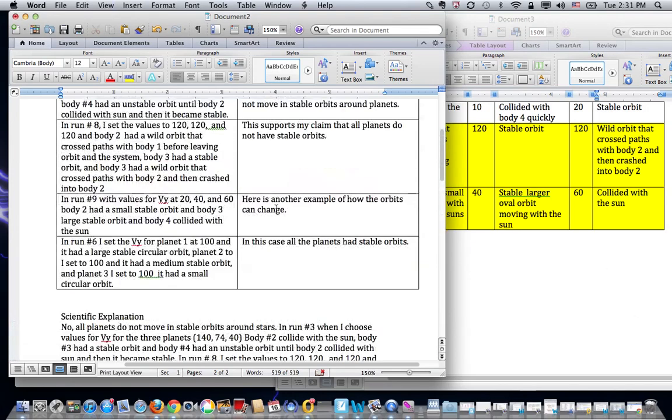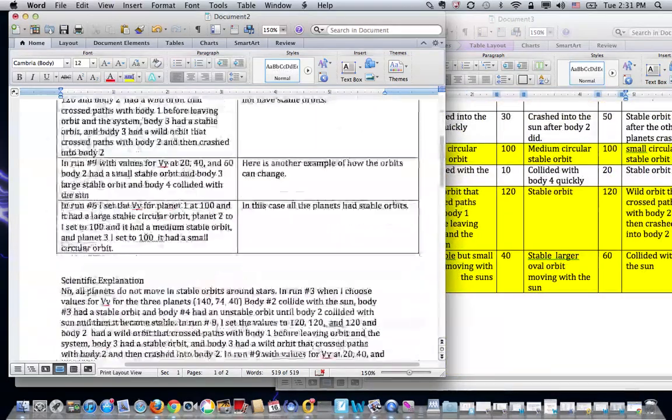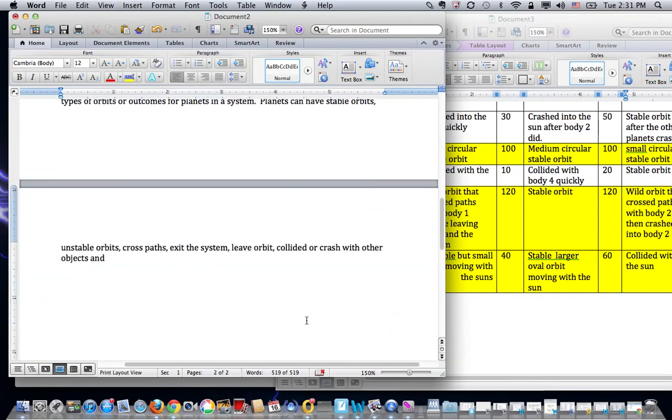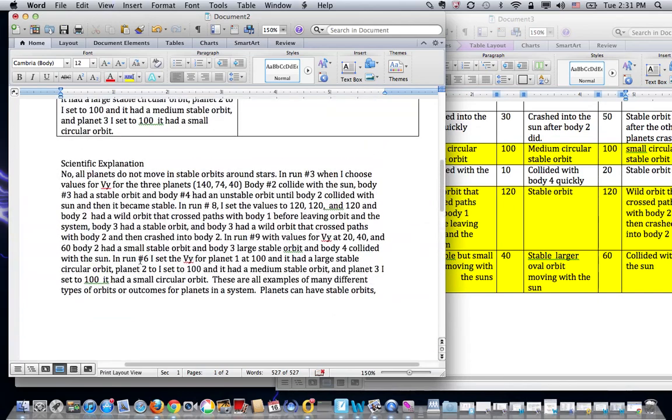And did I make sure I said it? I'll just say that, or collide or crash with other objects in a system. You see? This evidence supports my claim. Then basically, that's what we're working towards: building a scientific explanation.